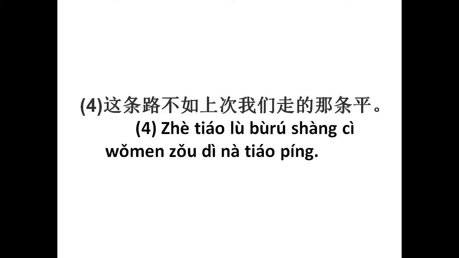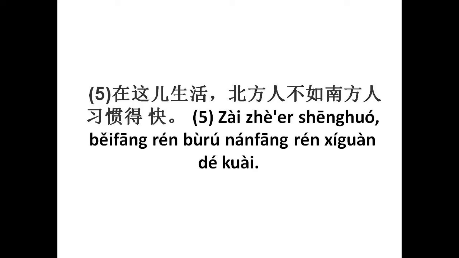这条路不如上次我们走的那条平。This road is not as flat as the road we took last time. Moving on to the fifth sentence. 在这生活，北方人不如南方人习惯得快。Living here, northerners do not get used to this place as fast as southern people. 习惯 is a habit or habitual. 快 is fast, so they get habituated faster than southern people.